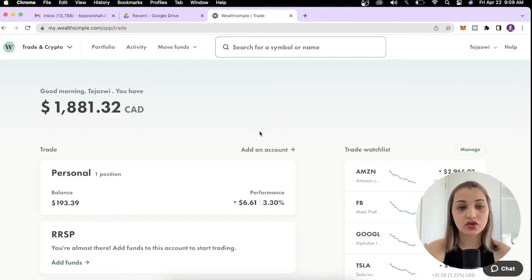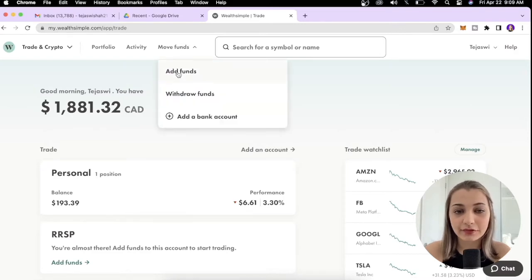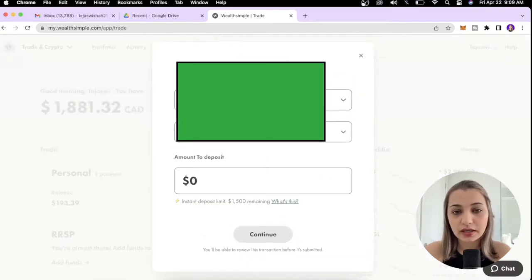and this is my Wealthsimple Trade account. So what you're going to do is add funds into your account, which is the first step. To do that, first click Move Funds and then click Add Funds. Next, you will get a prompt. Over here under the prompt section, you can choose your bank account.